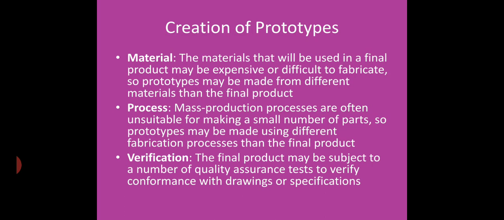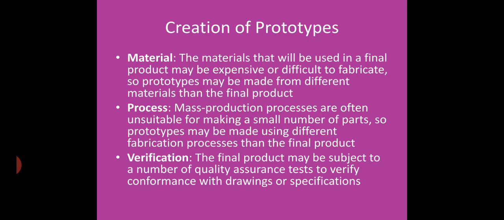The next one is creation of prototypes. How are we going to create the prototype model? There are three things. The first one is material. Material is the major thing, because when you are going to design something you have to choose material. Based upon this material only your cost will be fixed, and production depends upon that material. So what kind of material you choose is the main thing.